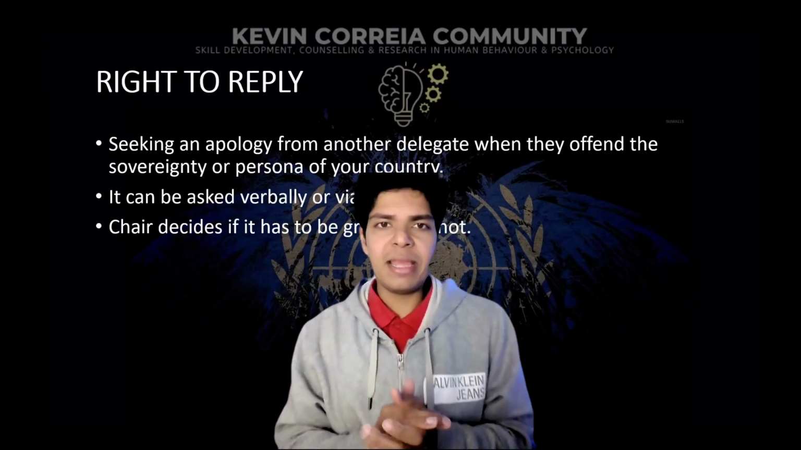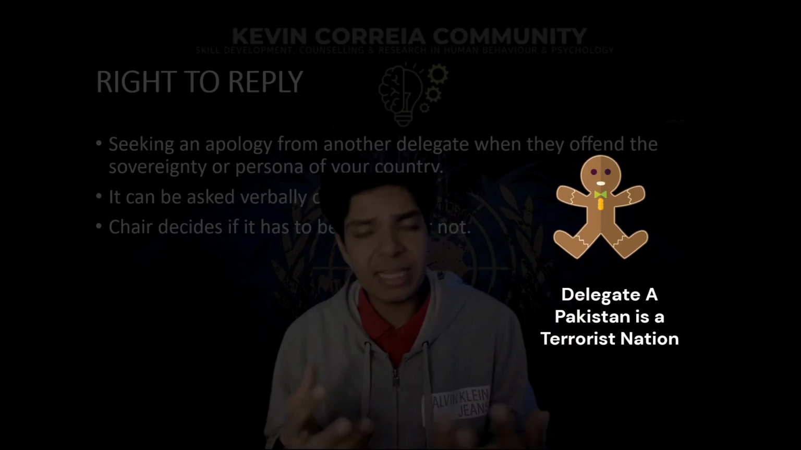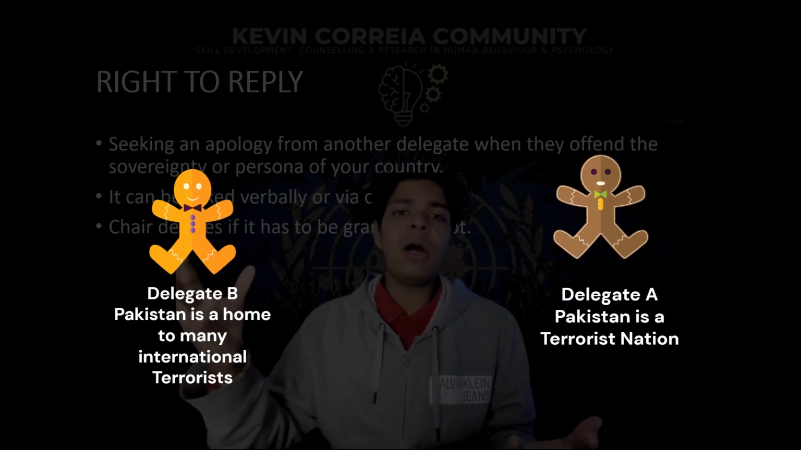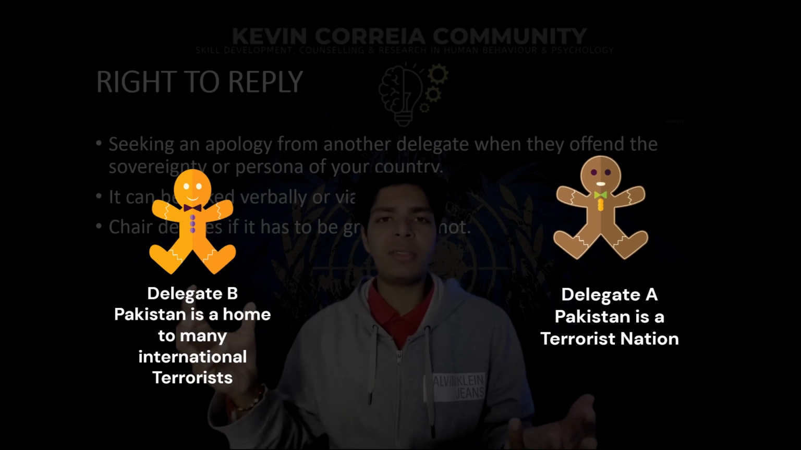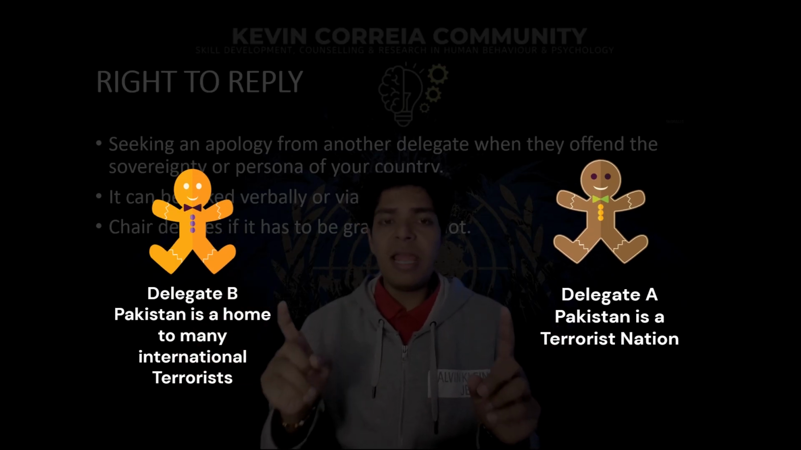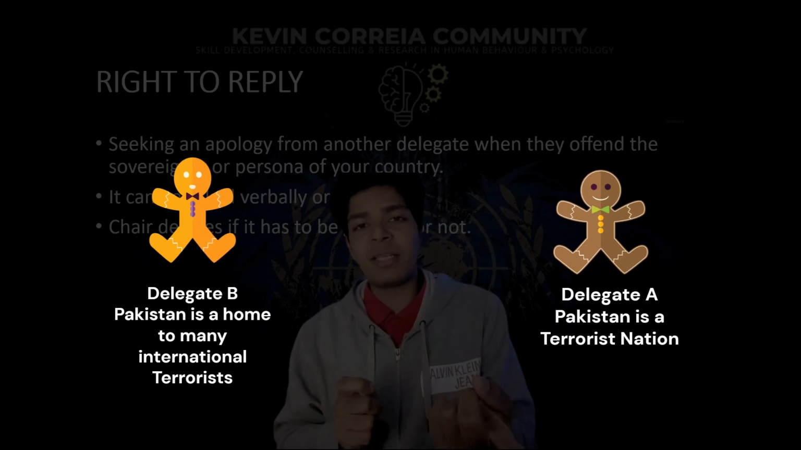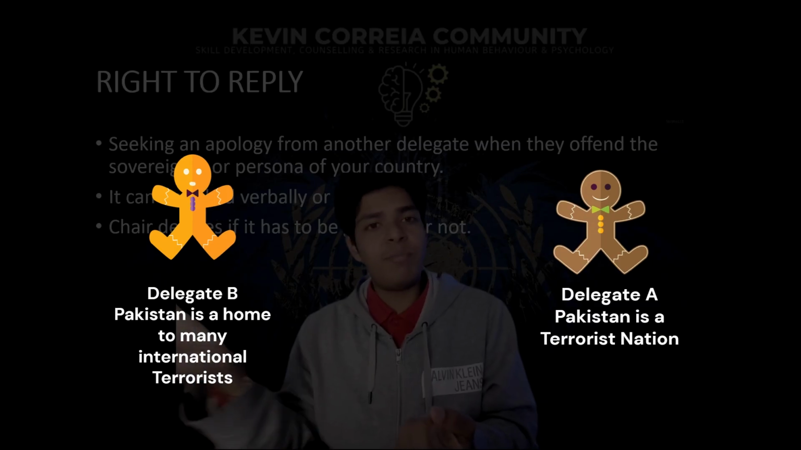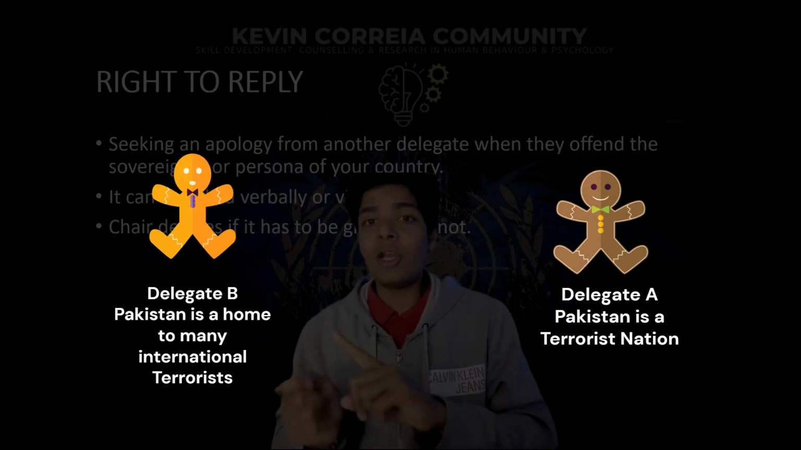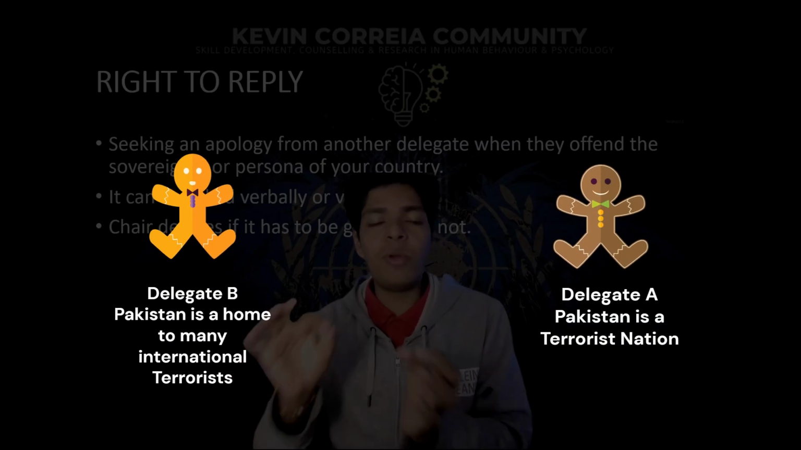I'll give you an example. Let's say a particular delegate says that Pakistan is a terrorist nation, versus a delegate who says that statistics say, or a particular journal says that Pakistan is home to multiple terrorists across the world. Two very similar statements, but the chairperson will not grant a right to reply or an apology to the delegate of Pakistan if it is the statement which was backed with statistical data, because they are not naming or blaming a particular nation. They're just giving them a term with data that is backed.